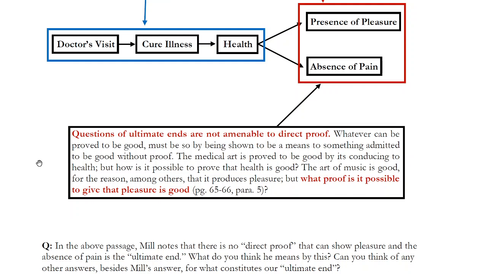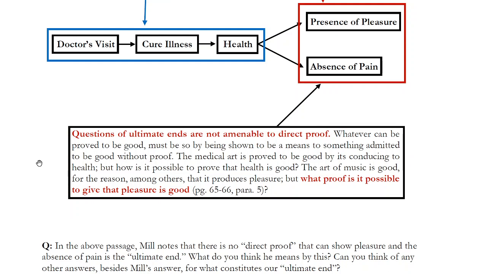So, what he means by direct proof is the ability to say, well, here's a good thing, and here's the reason why it's good, because this is the consequence or the end that it achieves. So I can directly prove that the doctor's visit is good because it cures illness. I can prove that curing illness is good because it promotes health. But now ask the question about the presence of pleasure and the absence of pain. If someone asked you, why do you want to experience pleasure? If someone asked you, why is it a bad thing to have to undergo pain and suffering? Well, you wouldn't be able to point to some further end. You wouldn't say, well, I want to experience pleasure because of X. There'd be nothing you could fill in the blank with.